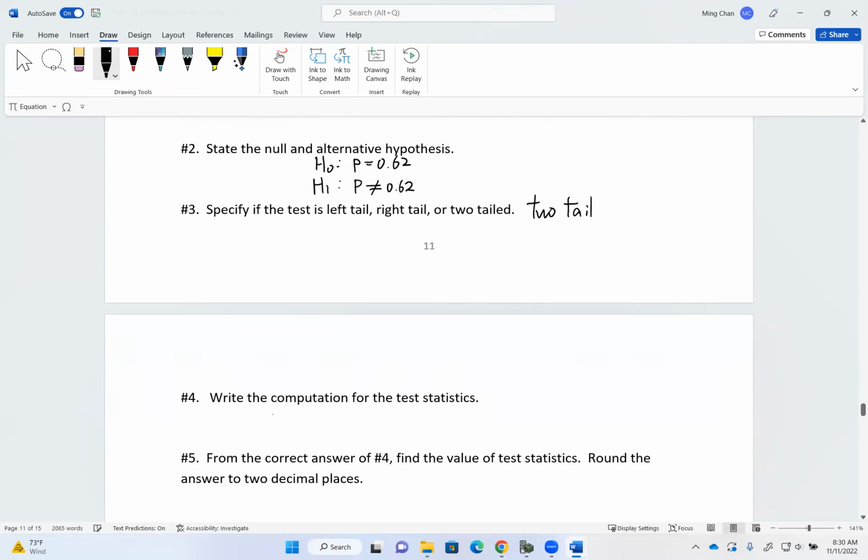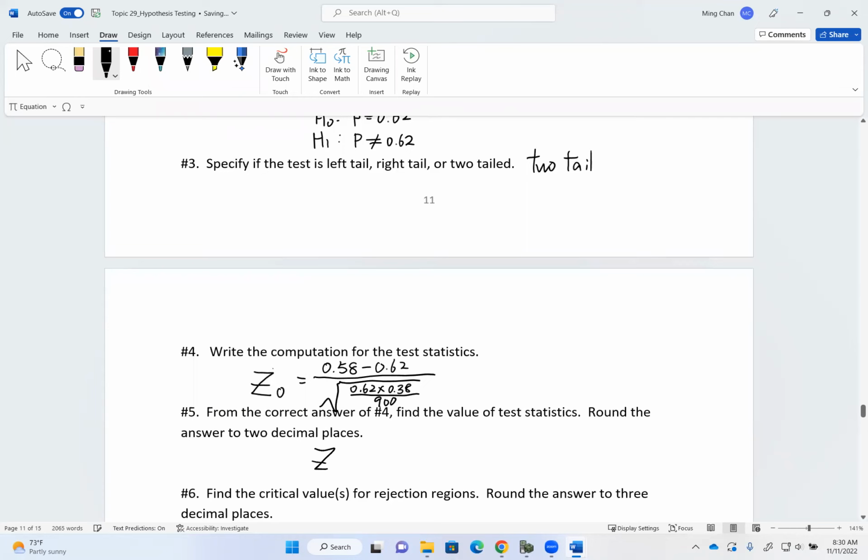So Z sub null equals 0.58, right? P hat minus P sub null 0.62, divided by a big old square root of P sub null times 1 minus P sub null, which is Q. So 100% minus 0.62 is 0.38. So 38% of chips do not fail after 1,000 hours of use. Divided by sample size 900.